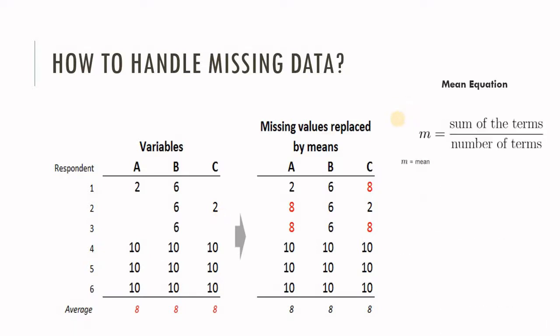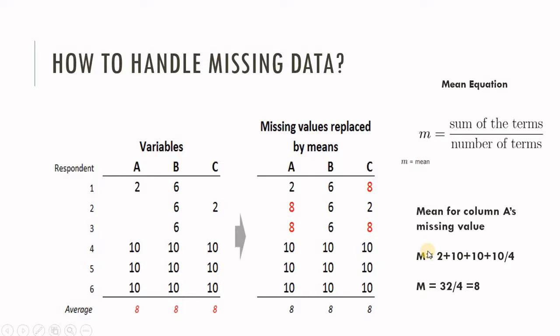The equation of the mean is the sum of the terms divided by the number of terms. So if I want to fill the missing value of column A, then the mean becomes 2 plus 10 plus 10 plus 10 divided by 4, as there are 4 values. So 32 divided by 4 equals 8. So 8 is the mean. So we can fill the missing value with the mean. Here the second and third missing values are filled with the value 8.